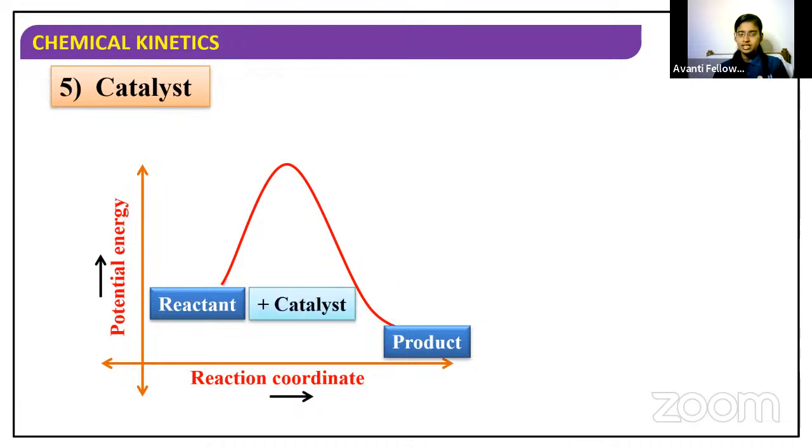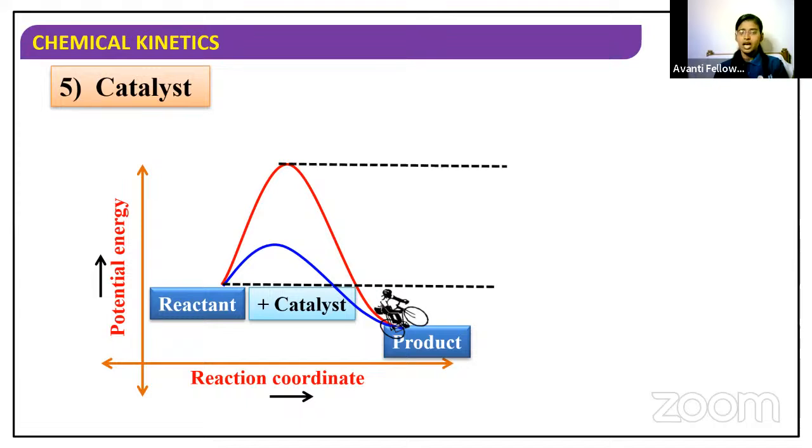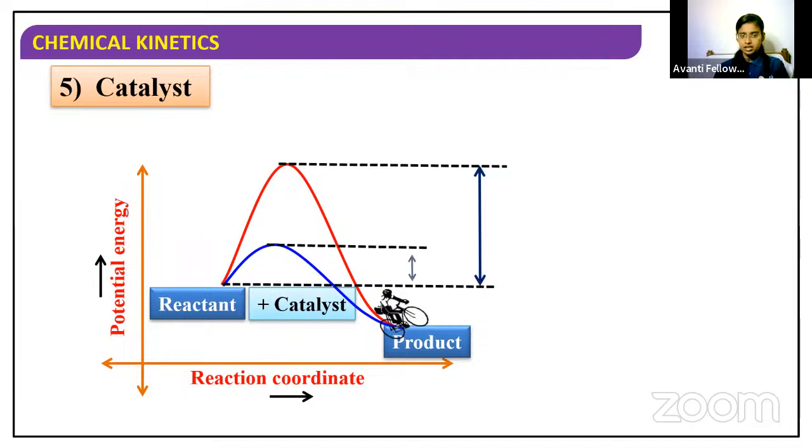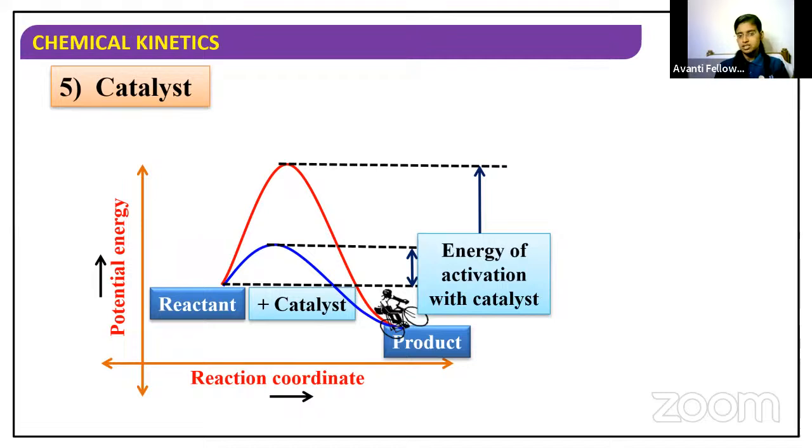But if I use a catalyst, the pathway is changing and the person is able to reach the product so easily. He can go to the end point so easily. So a catalyst is altering the rate of the reaction. And how does it alter? By decreasing the activation energy. So this is the activation energy or energy of activation without catalyst. And this is the energy of activation with catalyst. Got it? Clear? Very easy.